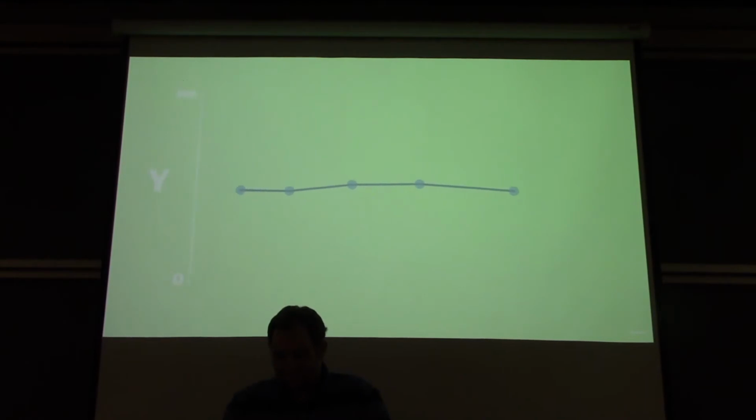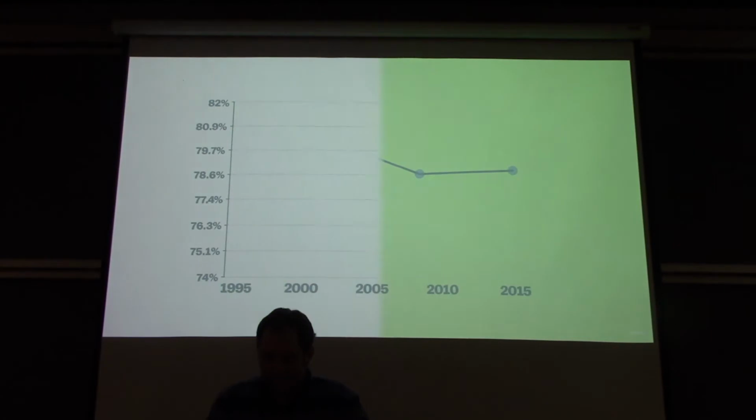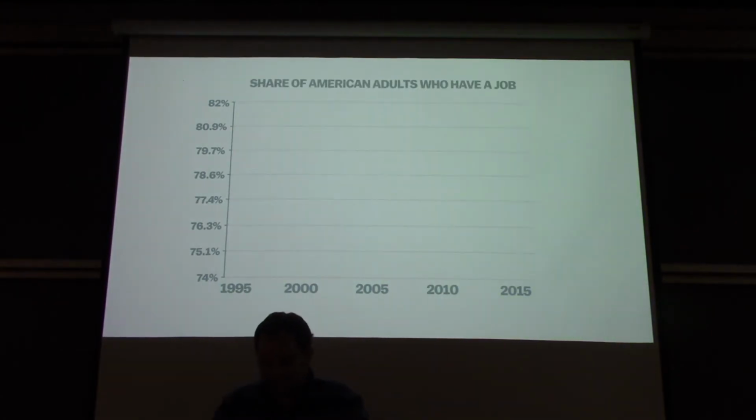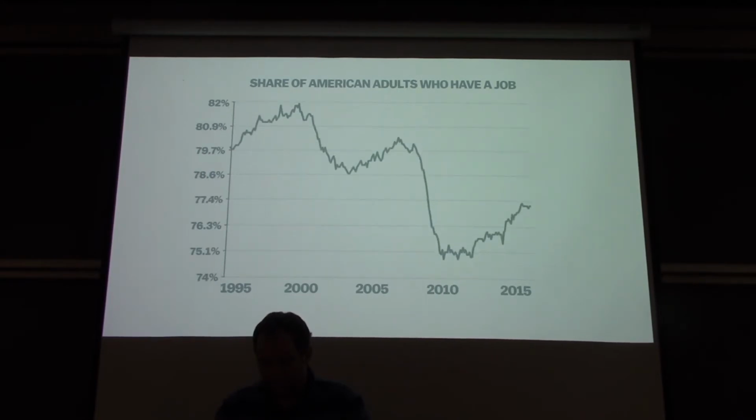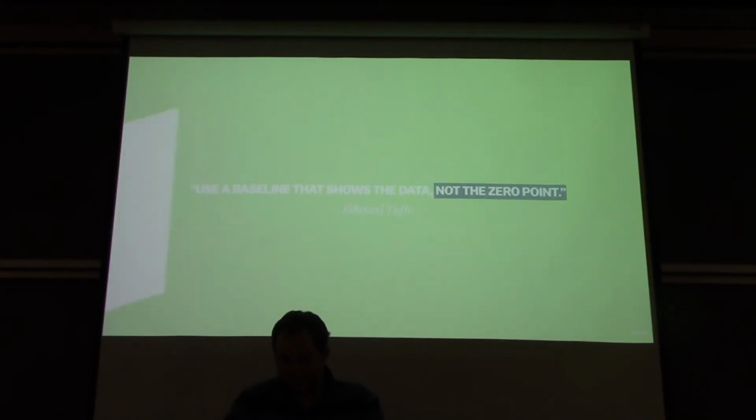Sometimes you need to fiddle with the y-axis to tell a story properly. So for example, right now, the share of American adults who have a job has fallen to a generation-long low. This is a really big deal. But if you chart this data with the y-axis at 0, you can't see the change at all. Narrowing the range to dramatize what we're talking about isn't lying with statistics. It's emphasizing what's relevant. The way Edward Tufte puts it is you need to use a baseline that shows the data, not the 0 point. And after all, 0 is just a number, like any other.